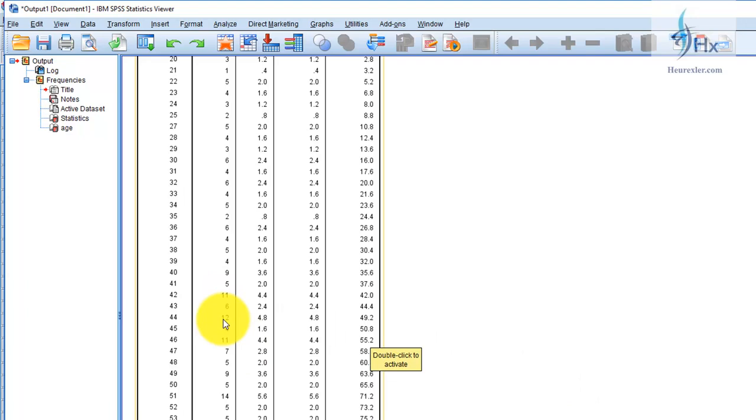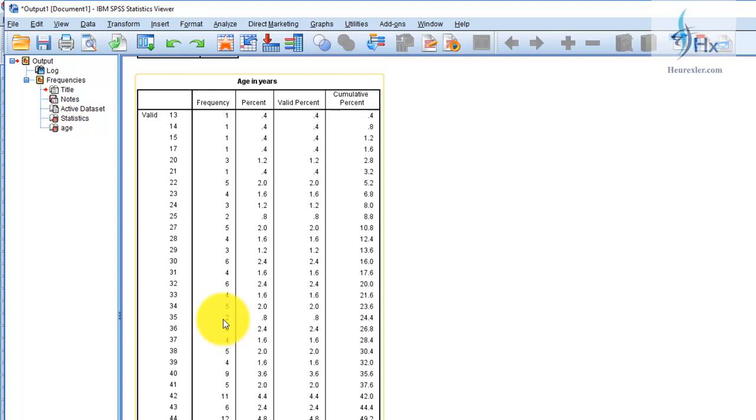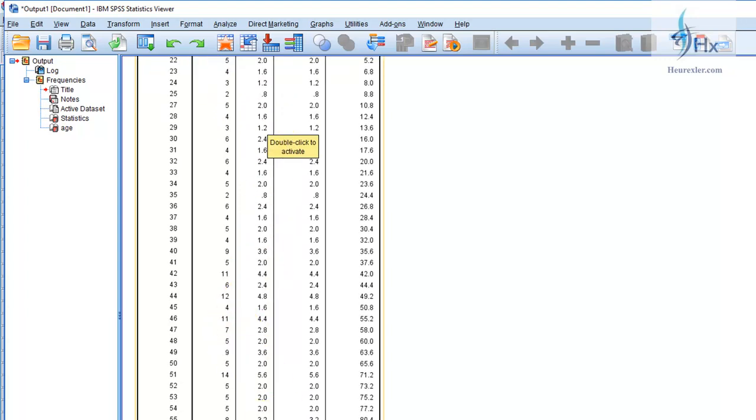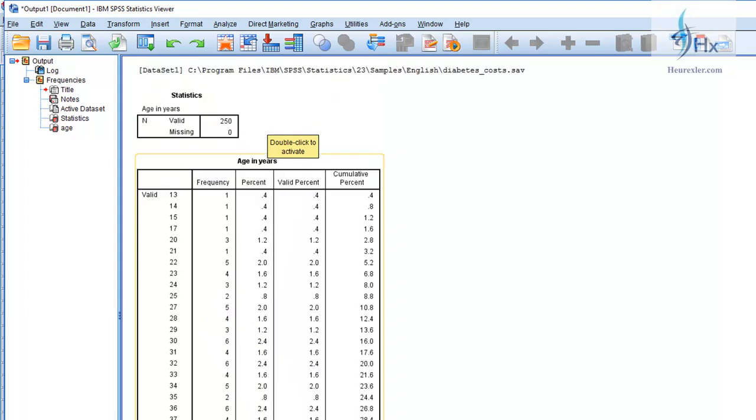So frequencies gives you a rough idea about which observations have been repeated or occur many times in your data set. Needless to say, later on we are going to look at modes in this data set. And percent is basically the percentage of total. So 1 is 0.4% of the total, which is 250.